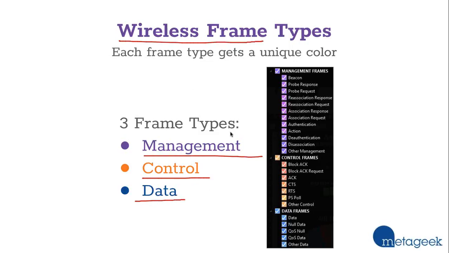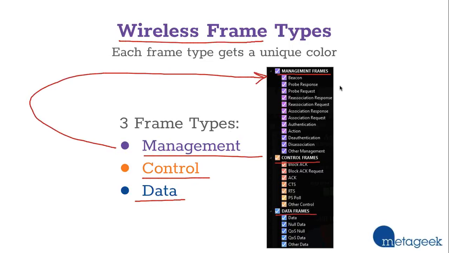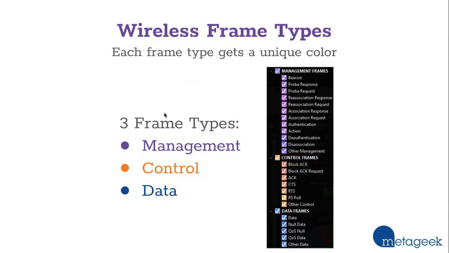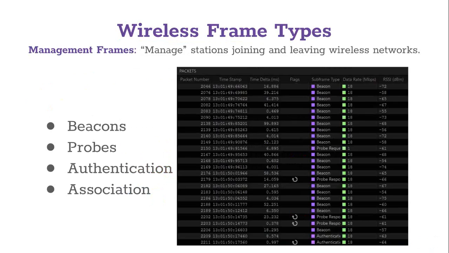Now, if you forget what is what, in IPA, there is a cheat sheet built into the filters bar that'll help you understand what all the colors mean, what color refers to which type of frame, whether it be management frames, control frames, or data frames. And you can see all of their subframe types. I really like that there's basically just a cheat sheet built into the tool to help you remember which is which.